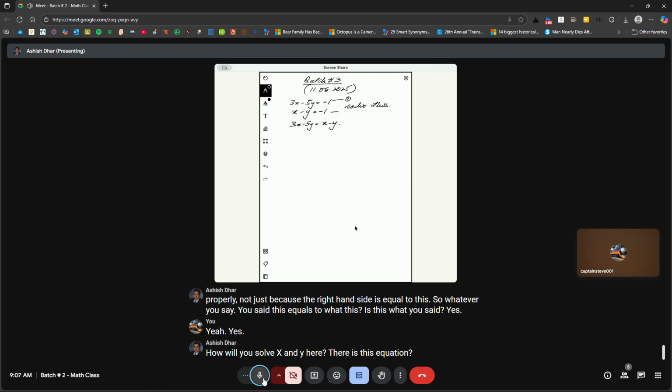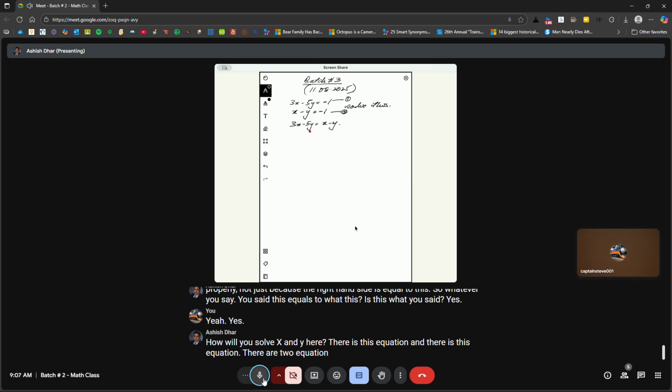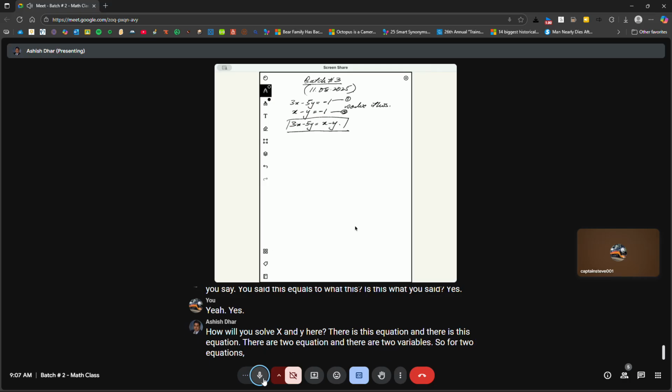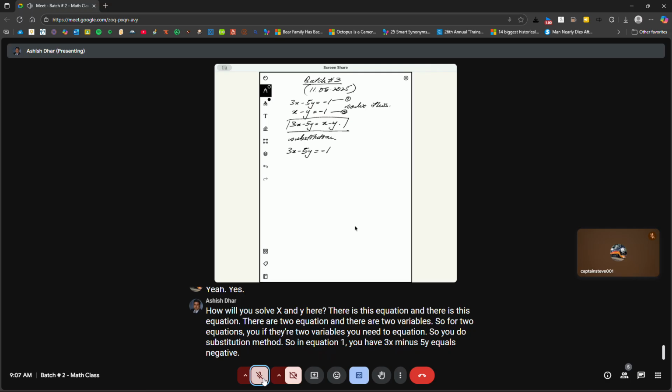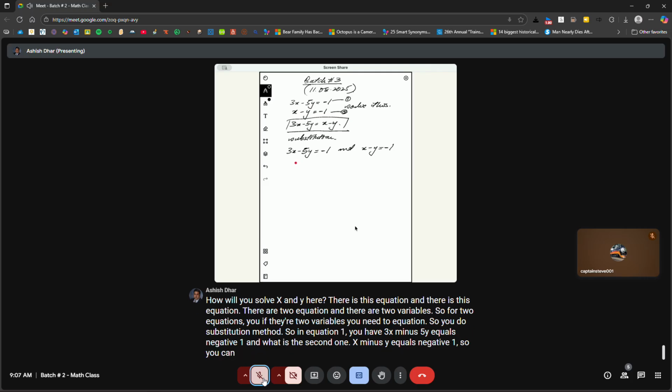There is this equation and there is this equation. There are 2 equations and there are 2 variables. If there are 2 variables, you need 2 equations. So you do the substitution method. In equation 1, you have 3x minus 5y equals -1. And the second one is x minus y equals -1. So you can do a substitution.